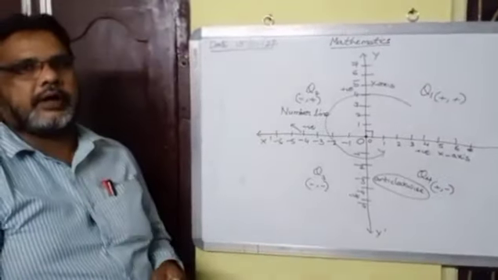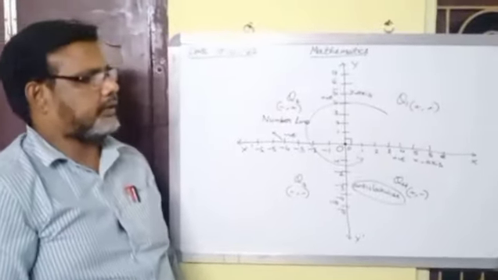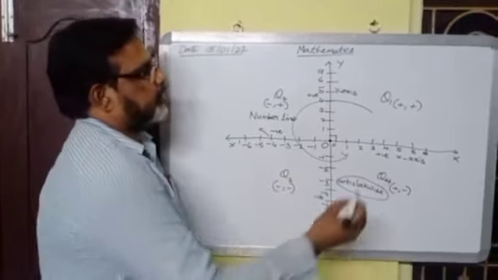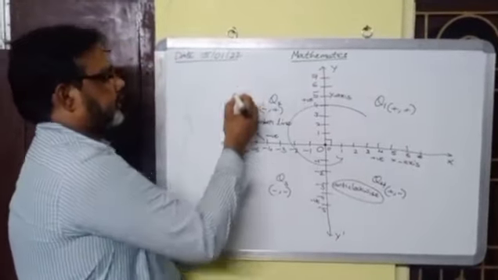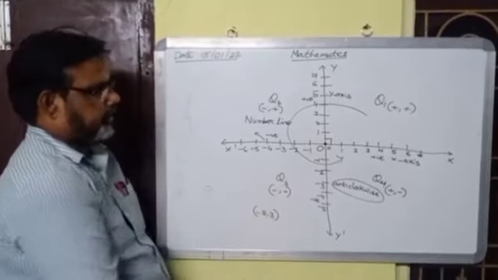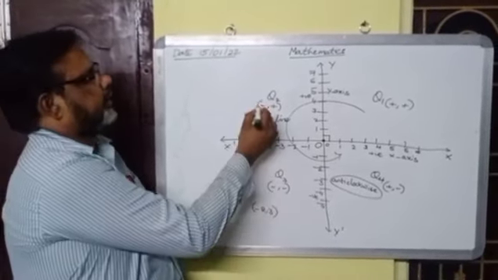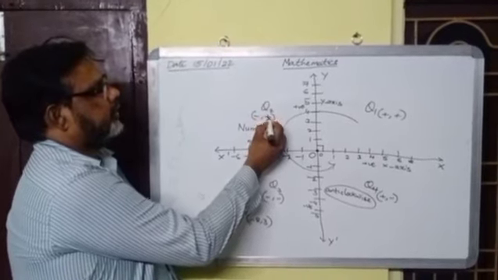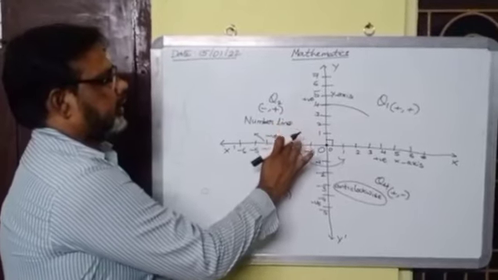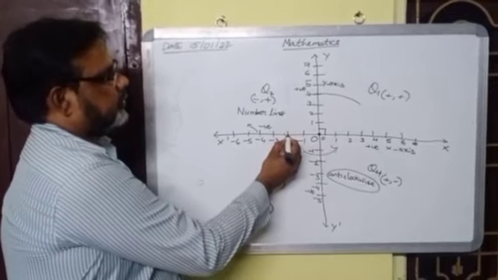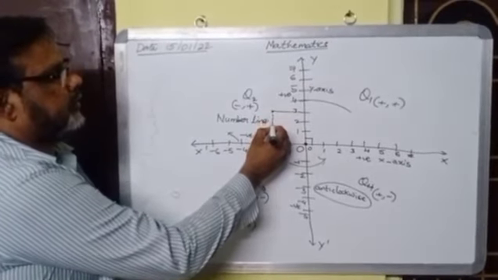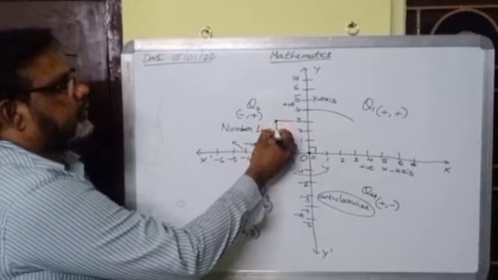So like this, any point you can represent on this plane by using the measures. For example, if you take a point minus 2, 3. Minus 2, 3 lies in the second quadrant. So minus 2 is here and 3 is here. This is the point where we can represent minus 2, 3.